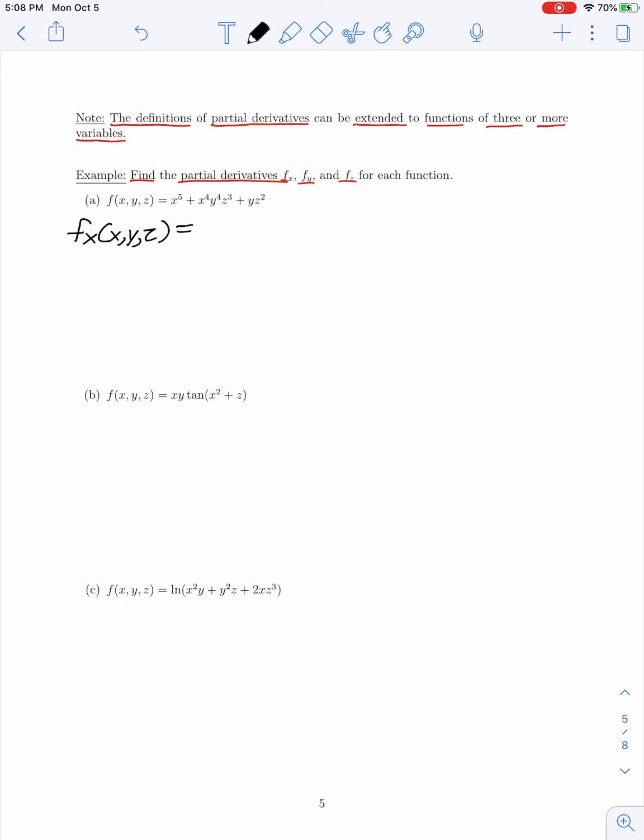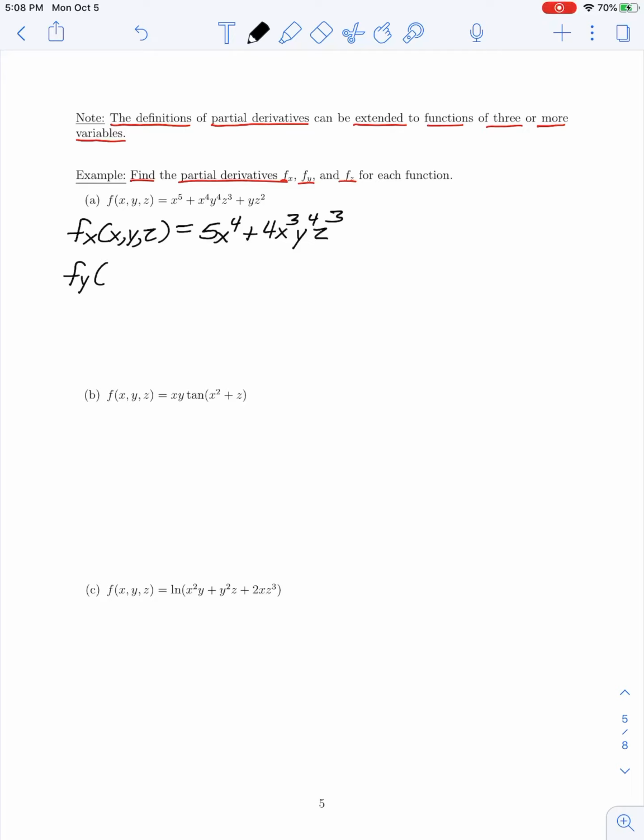So the derivative of x to the fifth would be 5x to the fourth, plus the derivative of x to the fourth would be 4x cubed, and then I'm multiplying on the end by the constant y to the fourth z cubed. And then my term on the end, y times z cubed, well, if y and z are both constants, yz cubed is a constant, and its derivative would be 0. So this is all we have.